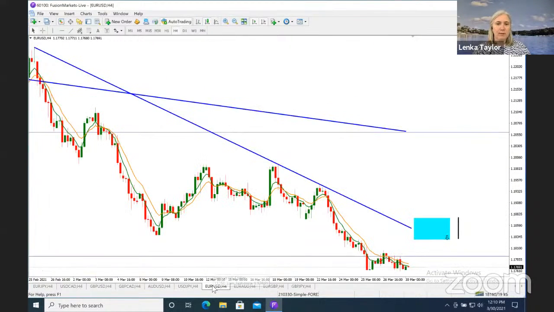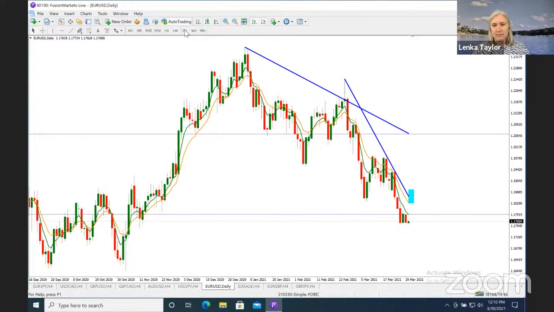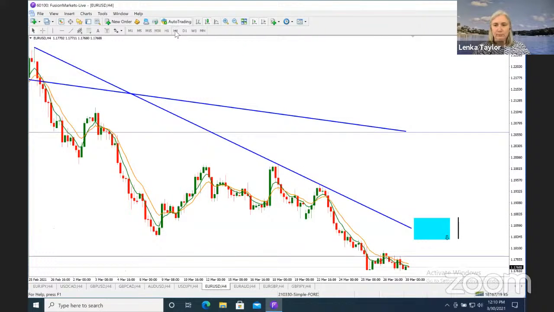Next currency pair I'm going to look at is EURUSD. So this one on the daily, still looking for a short. So just looking for a pullback there to the trend line.